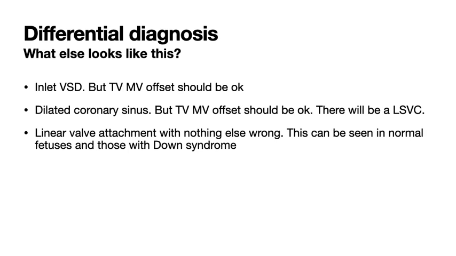So, what happens if you have a linear valve attachment, but you can't find anything else? You can't find an atrioventricular septal defect, whether it's complete or partial. You just can't find that. Well, it actually can be normal to have a linear valve attachment. And some of the babies with Down syndrome don't have atrioventricular septal defects, but they do have linear valve attachment. So even though it's possible that linear valve attachment can be normal, you should really be thinking, nope, there may be an actual AVSD, and you should also be thinking this could be associated with Down syndrome.